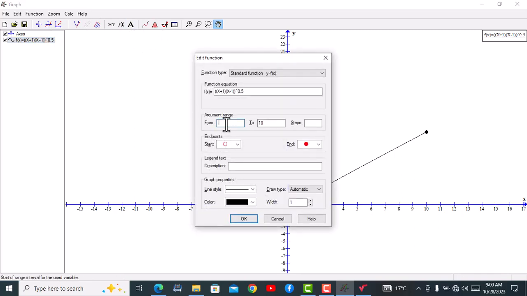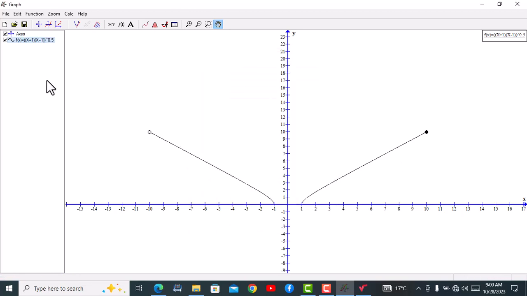I can increase this from maybe minus 10. And you see it goes that side. So the domain would be negative infinity to minus 1 inclusive, the union of 1 to positive infinity. That would be your domain.